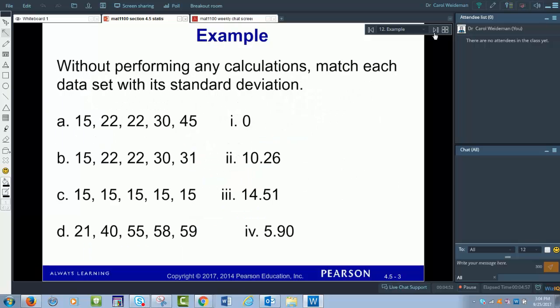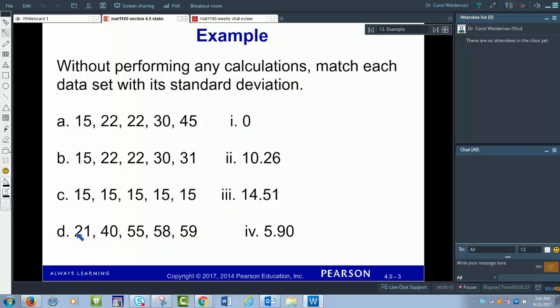Without performing any calculations, match each data set with its standard deviation. Okay, so we have 4 data sets here, and we want to see which standard deviation most likely matches up to that data set. So let's start here. Let's start with a 0. We notice right away that data set C has all the same data values, so that must be the standard deviation of 0.